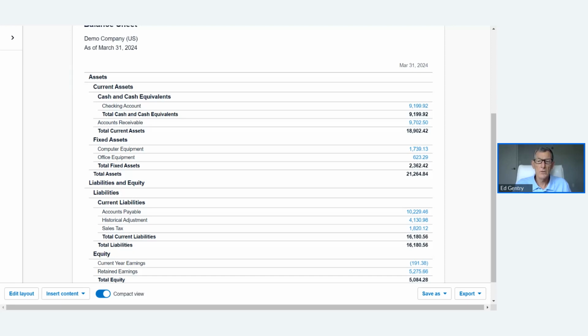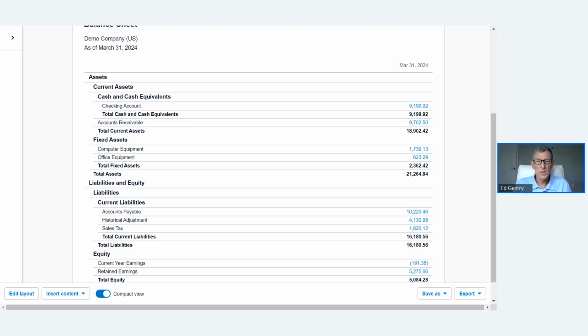And then the owner equity is what's left over. So the formula is assets minus liabilities equal owner equity. And owner equity is broken into a couple of different categories depending on your business type. The key to it is it's called a balance sheet because it has to balance.